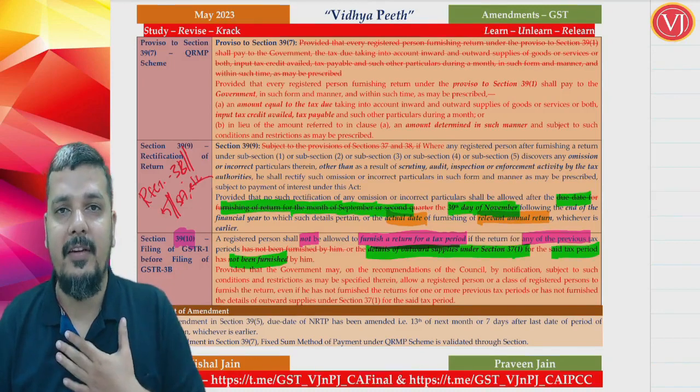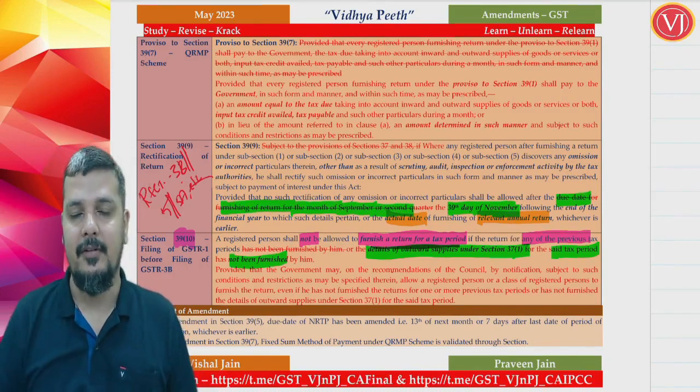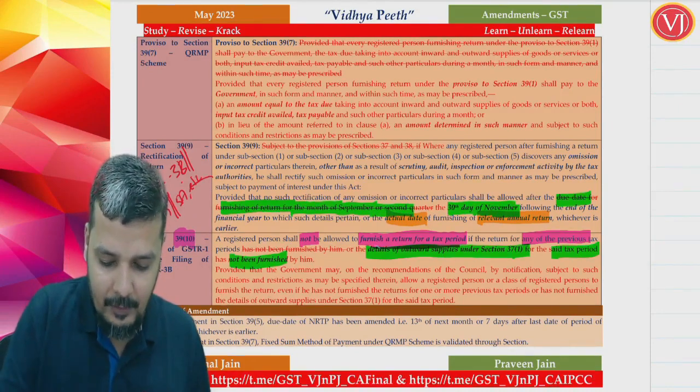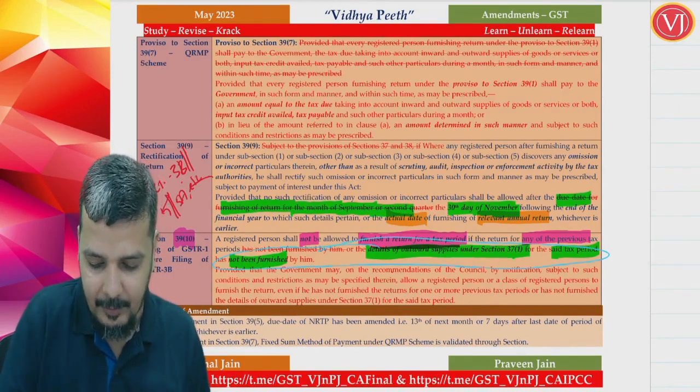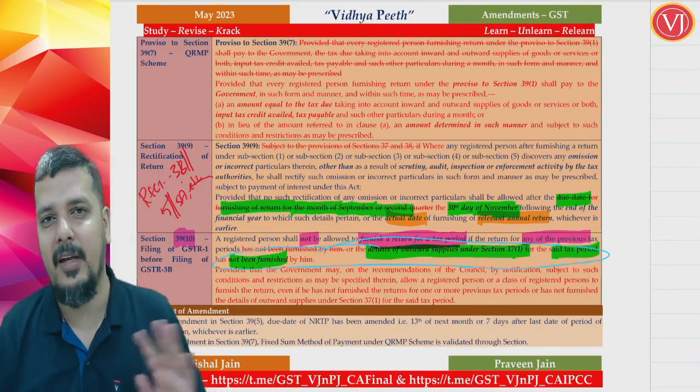Also, if I want to file GSTR 3B of the current tax period, I should have filed GSTR 1 of the current tax period. So this is the amendment. Obviously, there's a note, provided the government can relax it. So that is not important.